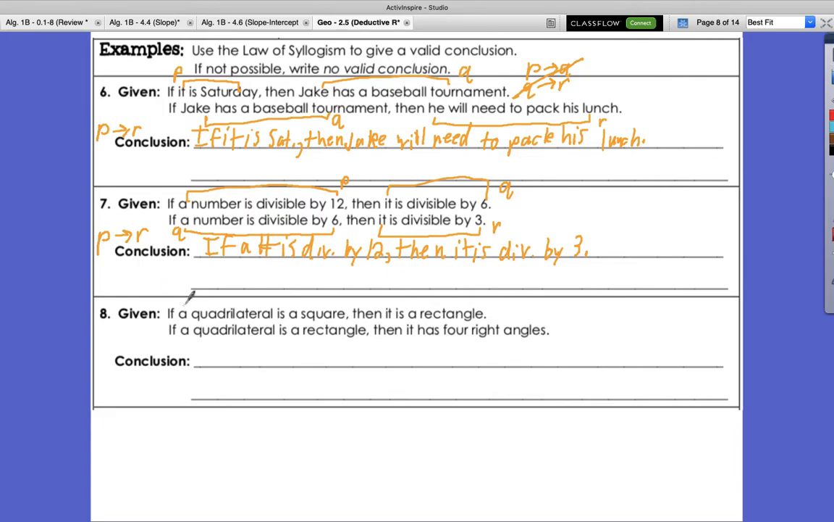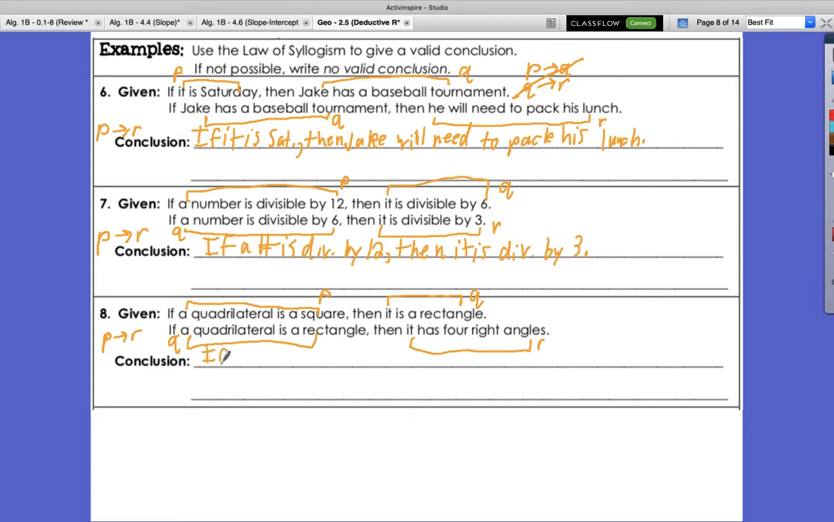You can divide a number by 12, you can divide it by 3. Let's look at number 8. If a quadrilateral is a square, then it is a rectangle. Quadrilateral is a square is P. It is a rectangle is Q. We haven't seen that yet. If a quadrilateral is a rectangle, okay, it's not word for word the same as Q, but it meant quadrilateral, so it really is saying quadrilateral is a rectangle. So that is Q. Then it has 4 right angles, R. So this once again follows our if P then Q, if Q then R. So we can go if P then R.